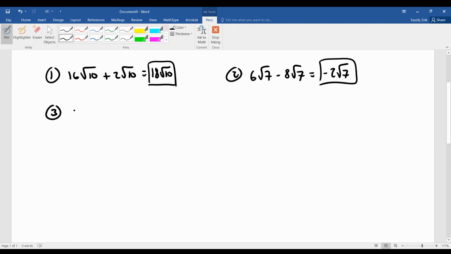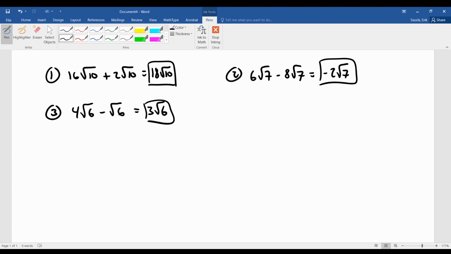You may see something like this, 4 root 6 minus root 6. Now remember, there's an invisible 1 there. So 4 root 6 minus 1 root 6 would be 3 root 6. Sometimes students accidentally take this and say, oh, 4 root 6 minus root 6 is just 4. But that's not right at all. Those aren't like terms; there's an invisible 1 in front of that. Just keep that in mind.